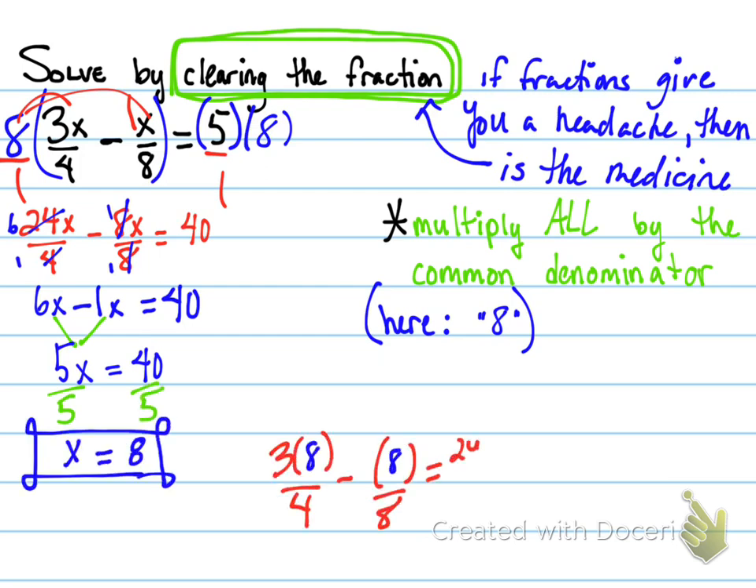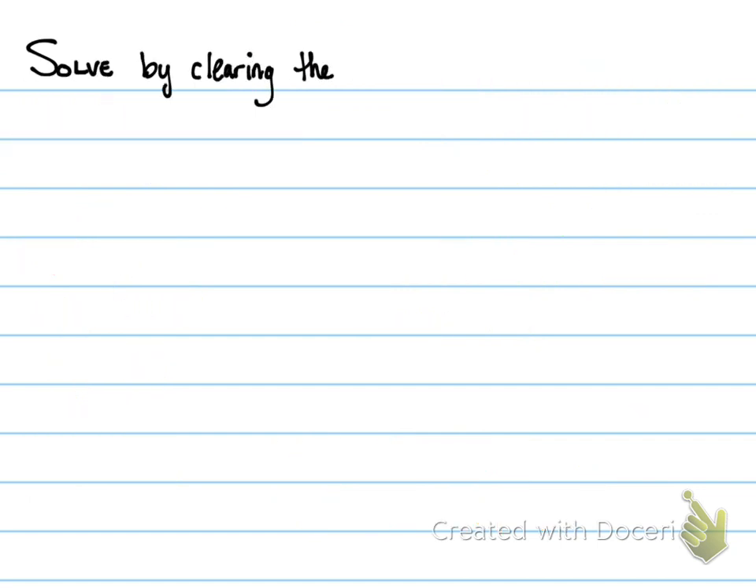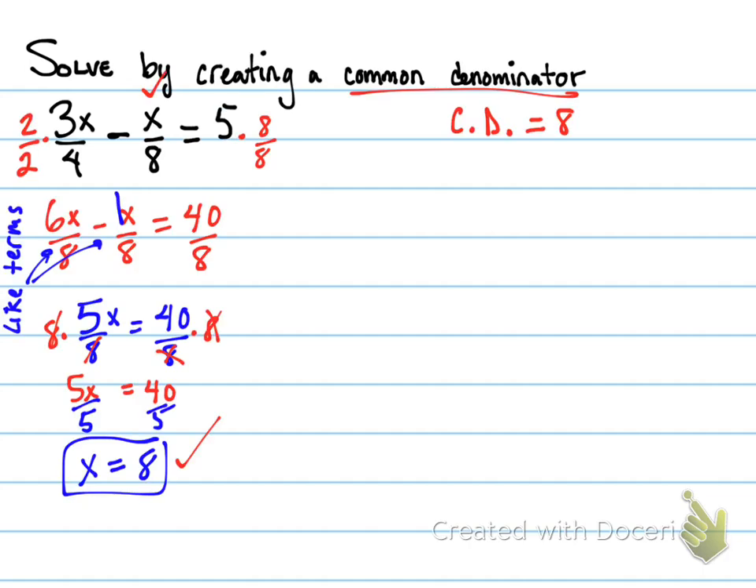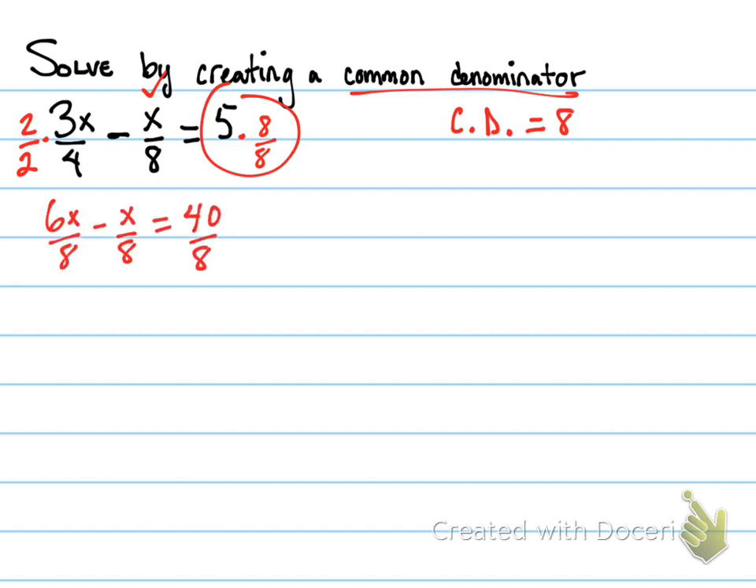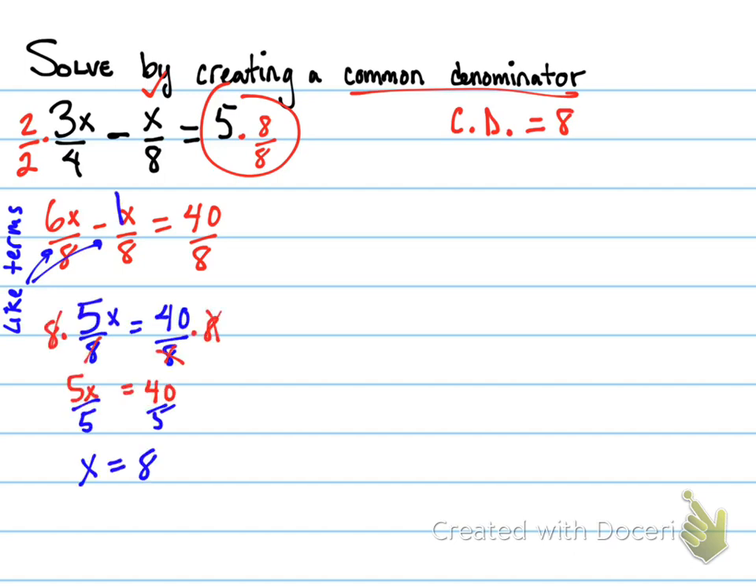There we go. Now, the alternative method is to solve by getting a common denominator. So I'd have to multiply the top and bottom of this by 2. Over here, I got to multiply top and bottom by 8. So I have 8 for all my terms. Then I combine like terms, and I don't know, it's just kind of gross. We're going to clear the fraction as a general rule. And there we go.